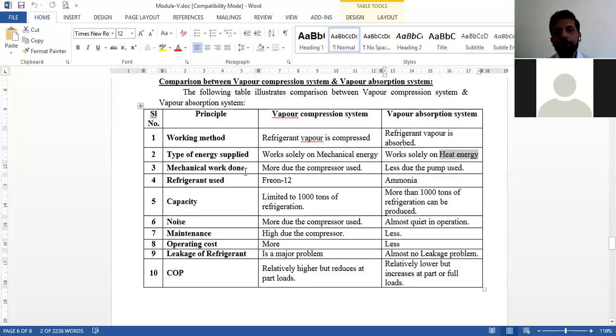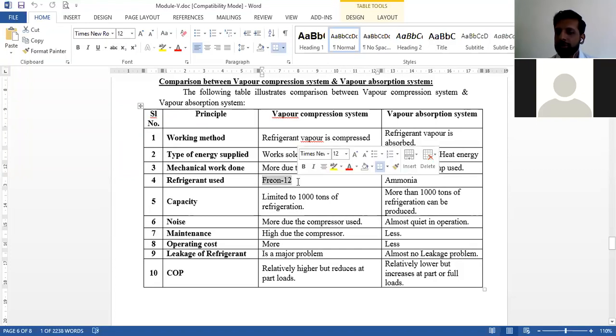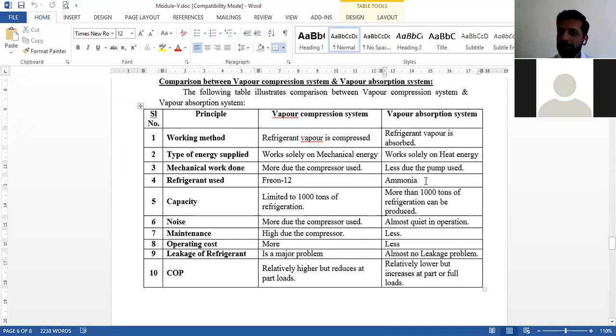Then the next one, mechanical work done. More work is done by the compressor, and less work is done by the pump. The pump is meant only to pump the fluid, but the compressor needs to work for a much longer period of time. Then the refrigerants used in these two systems. Here we generally use Freon 12 or Freon 22. In the vapor absorption system, ammonia is predominantly preferred.